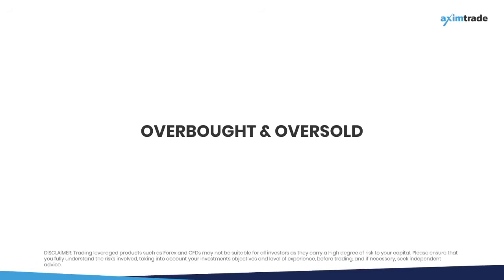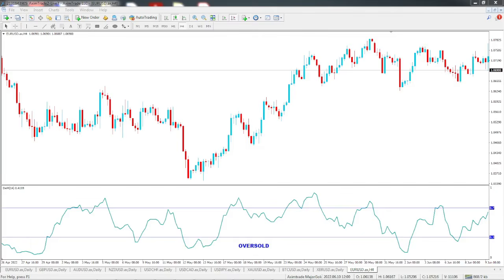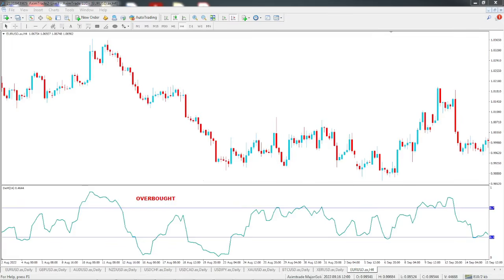Overbought and oversold. The most common DeMarker trading strategy is to look for overbought and oversold extremes. This means that traders focus on long positions when the DeMarker indicator falls below the 0.3 level and rises back, crossing the 0.3 level again. Similarly, they focus on short positions when the DeMarker indicator rises above the 0.7 level and drops back, crossing the 0.7 level again.